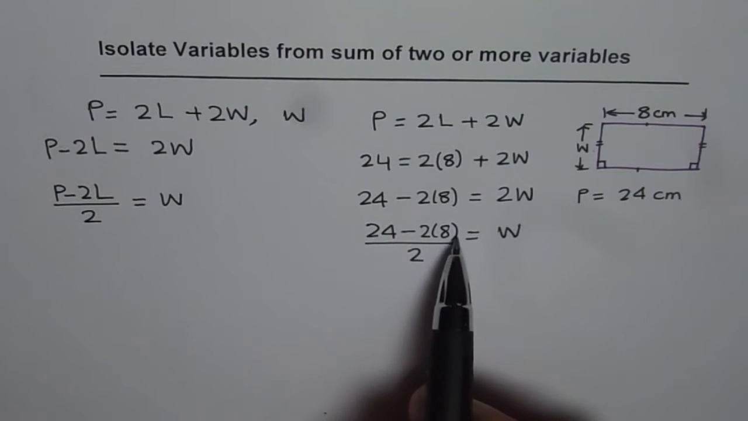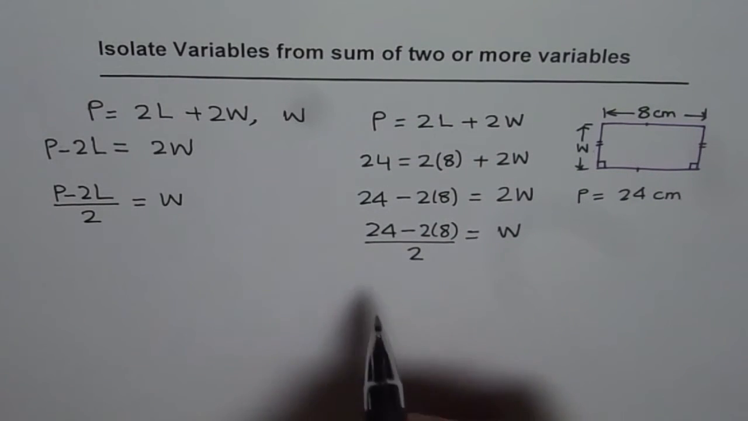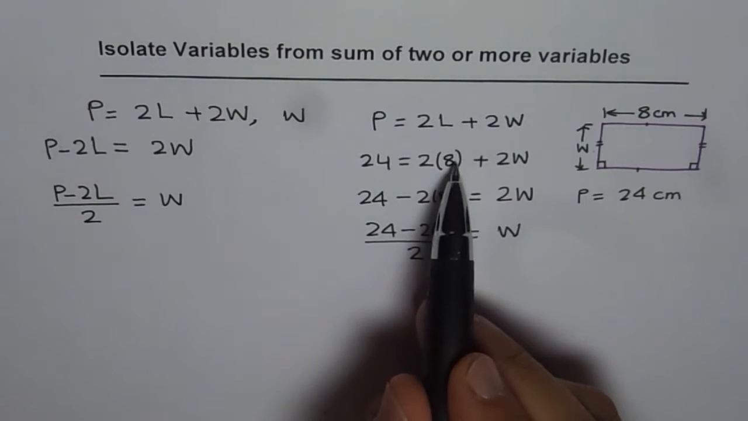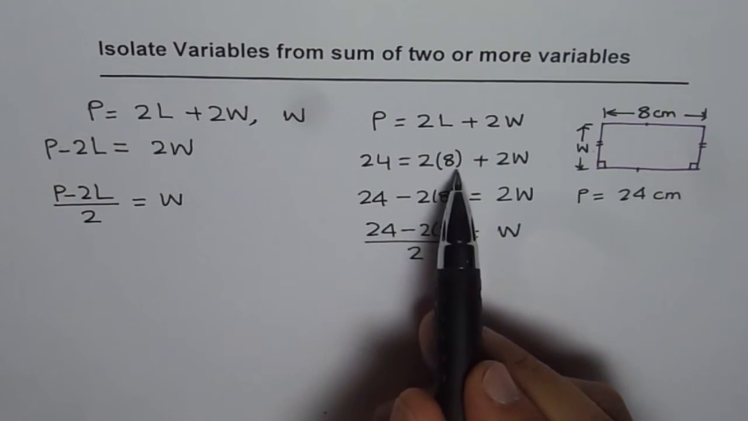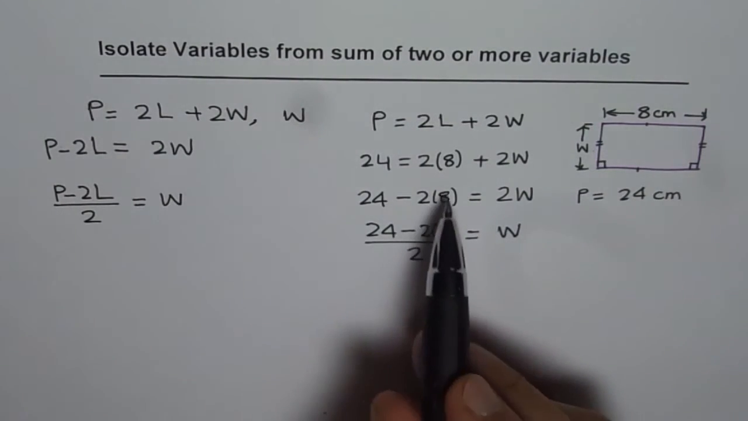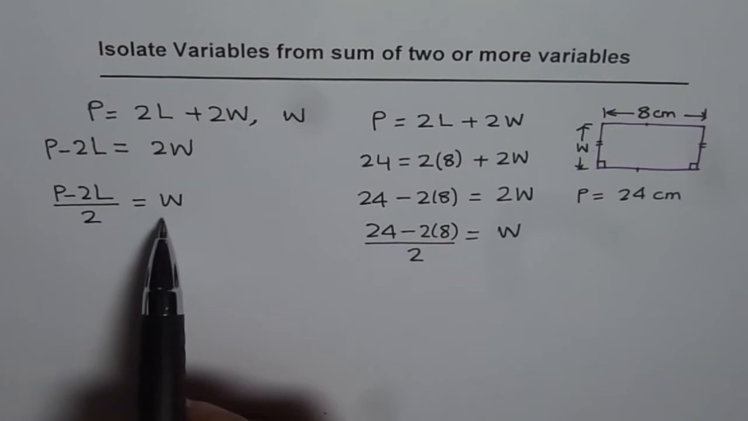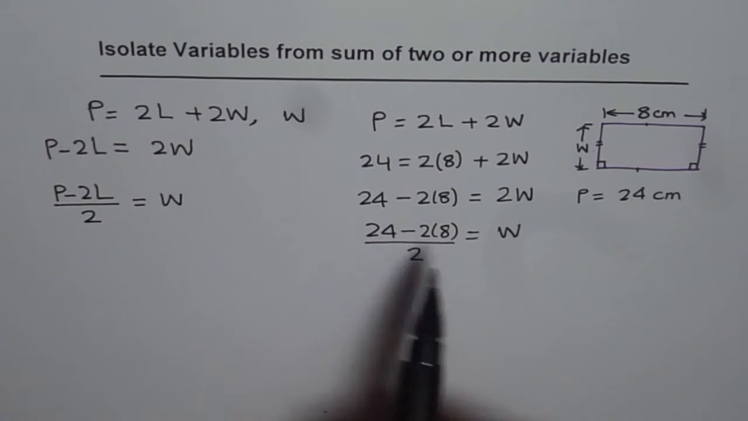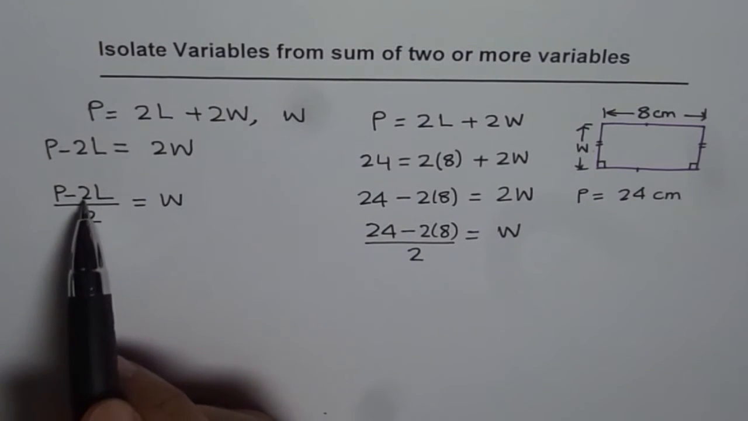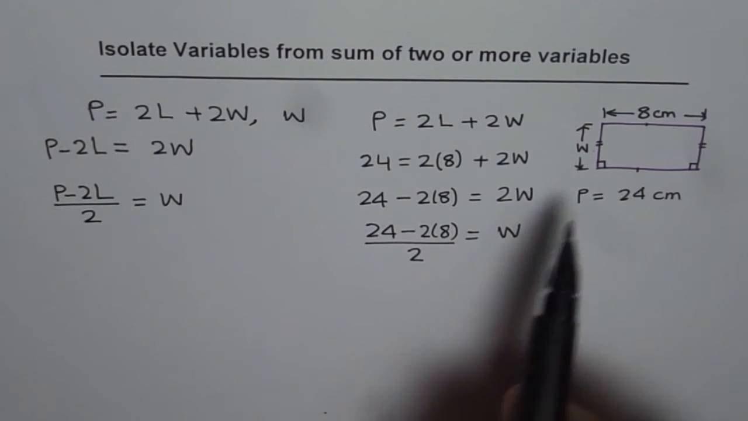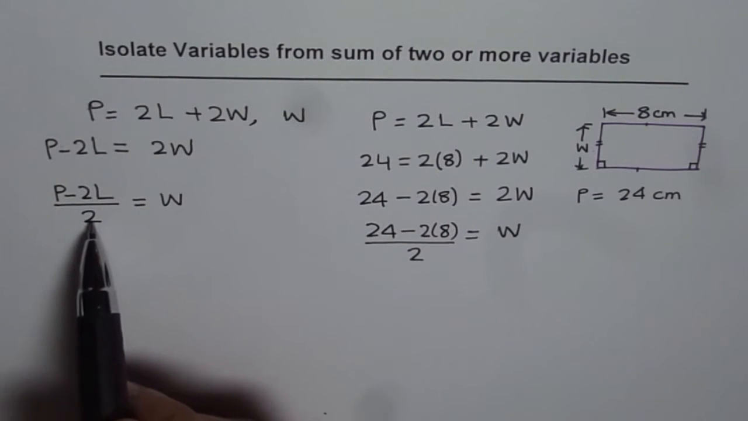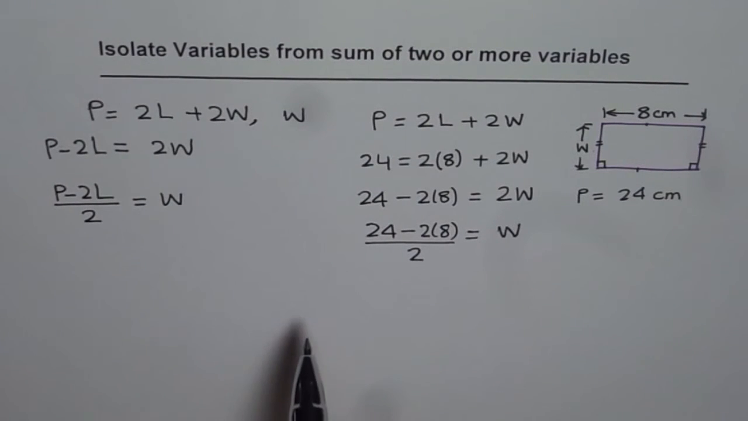So of course you can find the answer, right? 24 minus 16 divided by 2. You could have written 16 there right in the very beginning also, but I didn't do it since we wanted to show you how similar it is to writing this formula. Perimeter 24, centimeters, minus 2 times length of 8 centimeters, divided by 2. So that is a formula which can work, right?